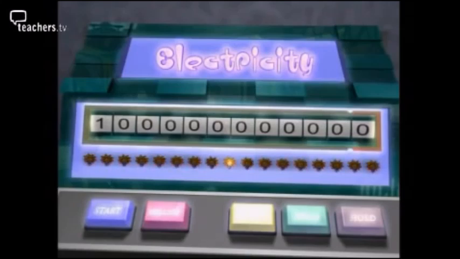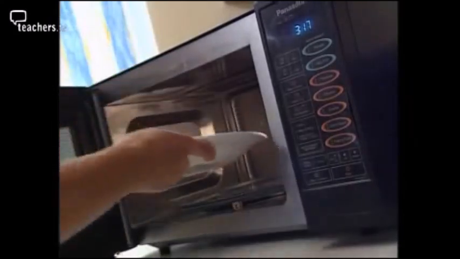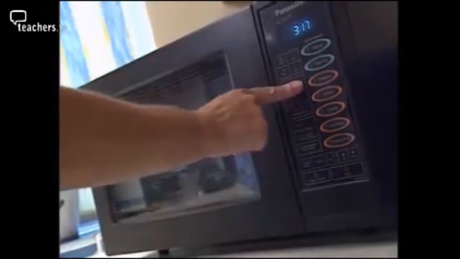Add this to the amount used every day by industry, transport and agriculture, and the grand total is a massive 300,000 million units every year. All this electricity is available day and night at the flick of a switch. So how is it generated?